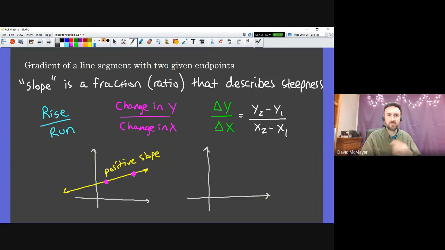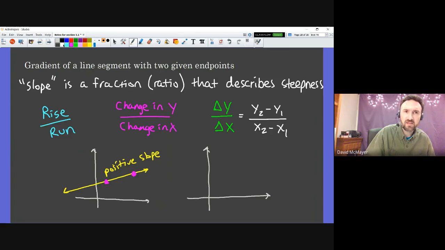Now, if you go the other way, if you move from the point on the right to the point on the left, the change in the y values would be negative. You have to go down. And then the change in the x values would also be negative. So your fraction would be negative over negative. That's still positive. It's a positive slope.